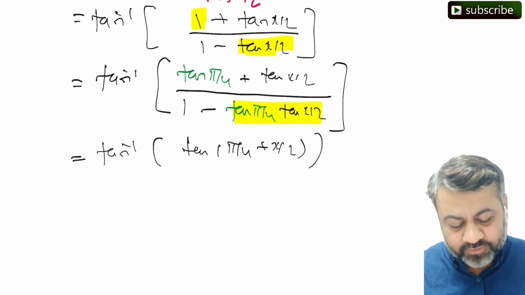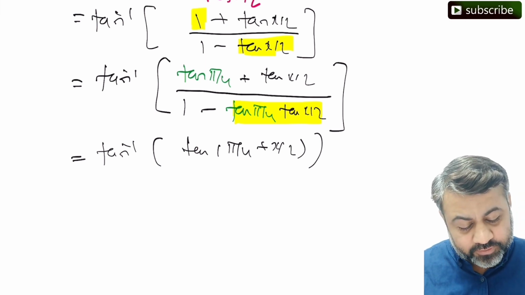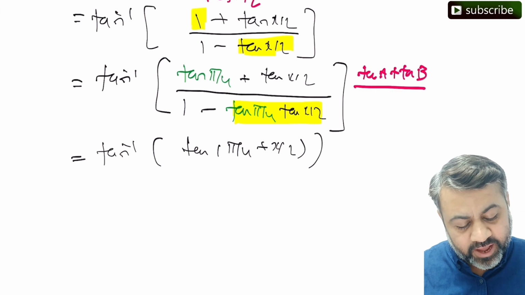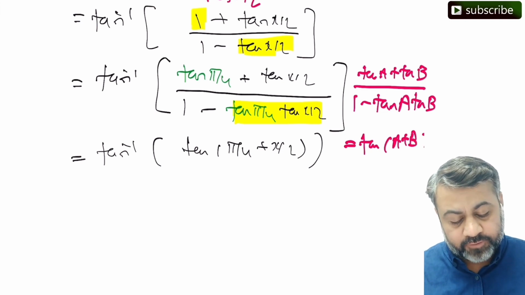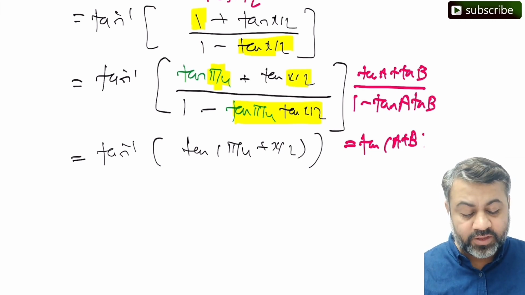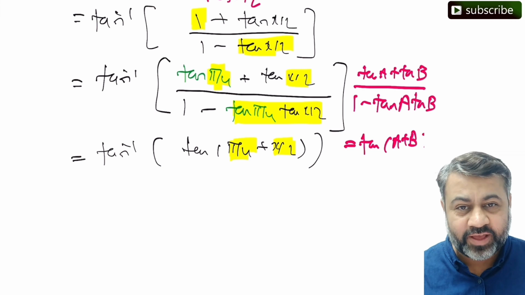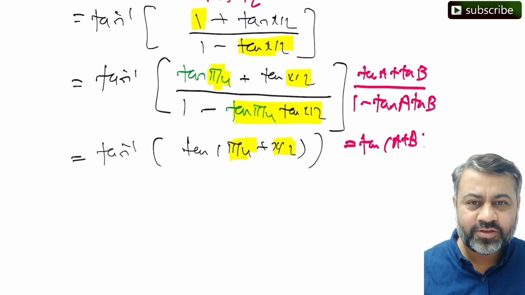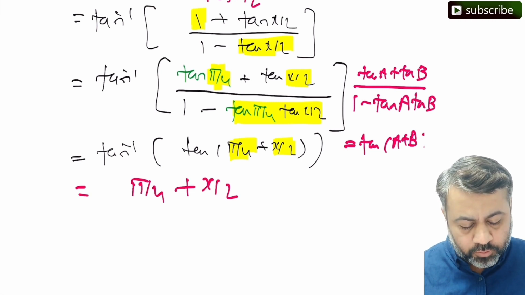We get tan inverse of tan pi by 4 plus tan x by 2, upon 1 minus tan pi by 4 tan x by 2. Now if you observe, this is nothing but in the form of tan a plus tan b upon 1 minus tan a tan b. Now this can be written as tan of a plus b. This is what we have done. Here for us, a is pi by 4 and b is x by 2. So the next step is written as tan inverse of tan of pi by 4 plus x by 2. Now this is in the form of tan inverse of tan theta. What is tan inverse of tan theta? Theta. So what is the angle here with us? We are now left with pi by 4 plus x by 2.